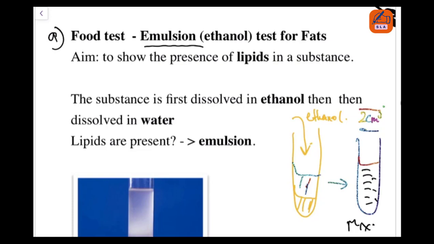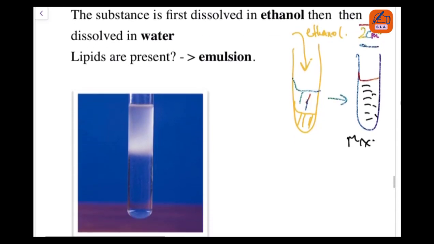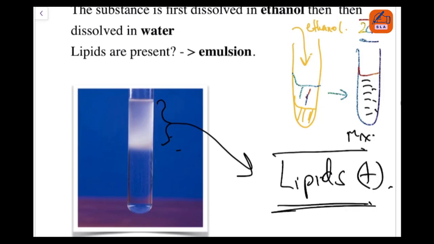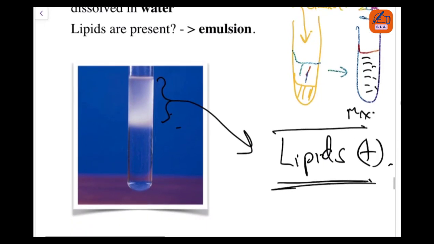You allow it to settle for 2 minutes, and what is going to happen is that a milky white emulsion will be formed. Oh, super. What is happening here? You see that cloudy solution starting to appear there. That is called an emulsion. So basically, my dear students, when something like that happens, we can say lipids are present. That means that solution does contain lipids.